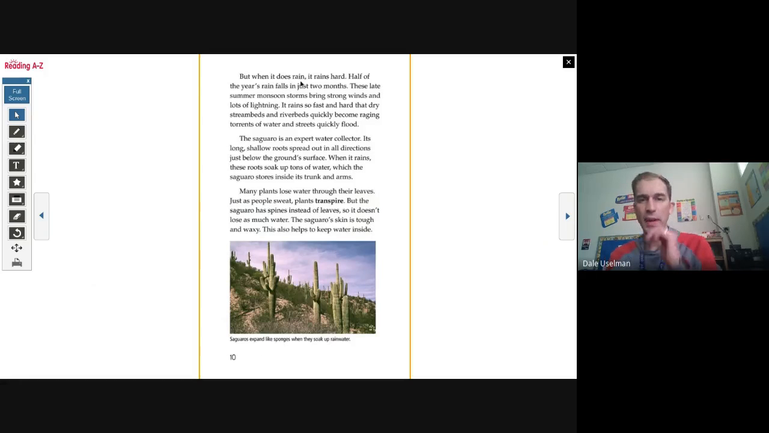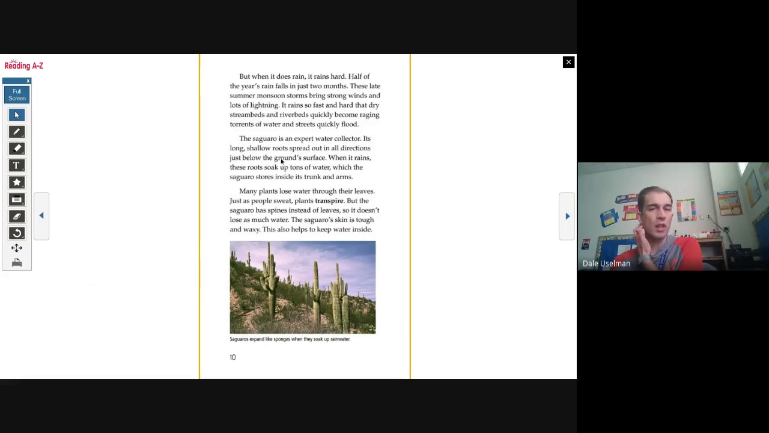But when it does rain, it rains hard. Half of the year's rain falls in just 2 months. These late summer monsoon storms bring strong winds and lots of lightning. It rains so fast and hard that dry stream beds and riverbeds quickly become raging torrents of water, and streets quickly flood.